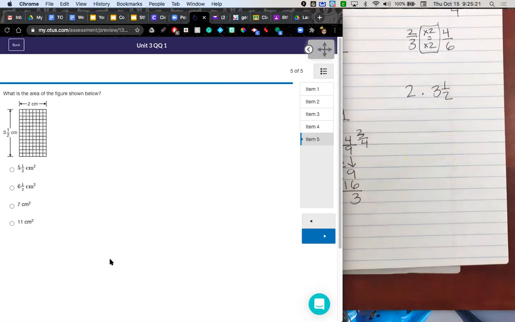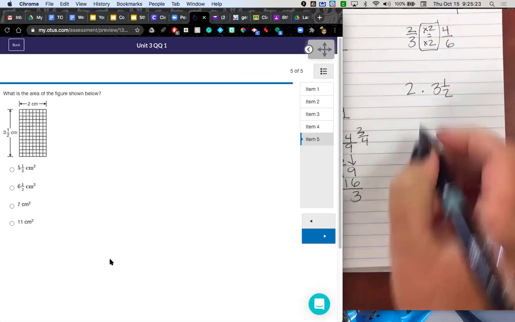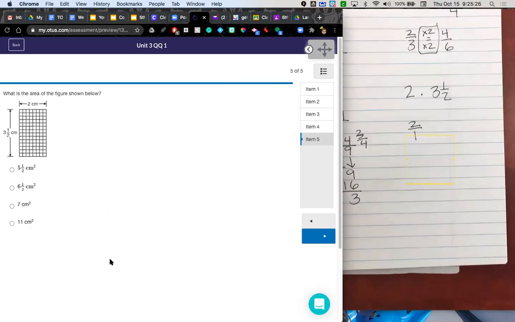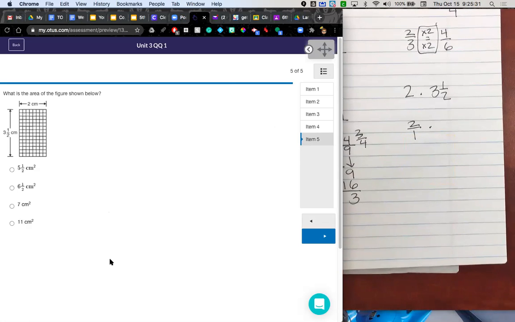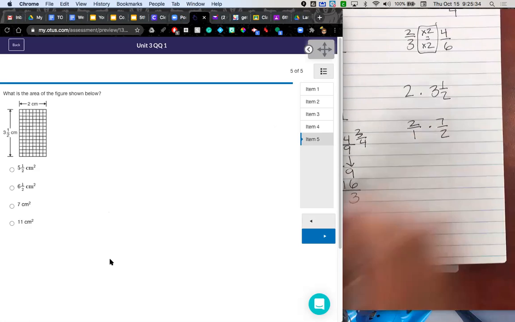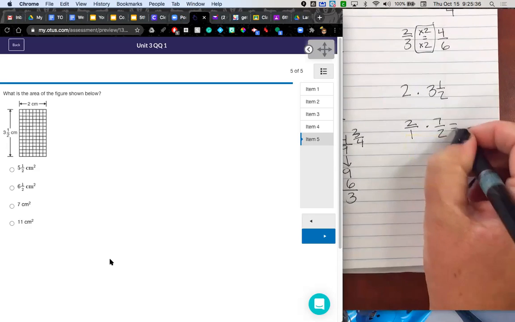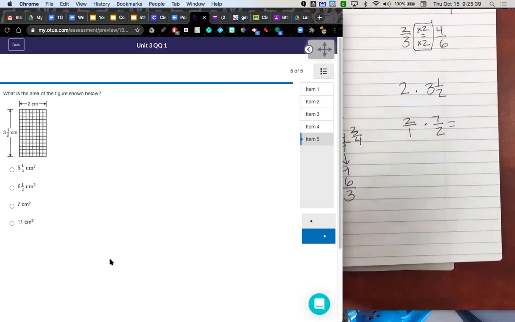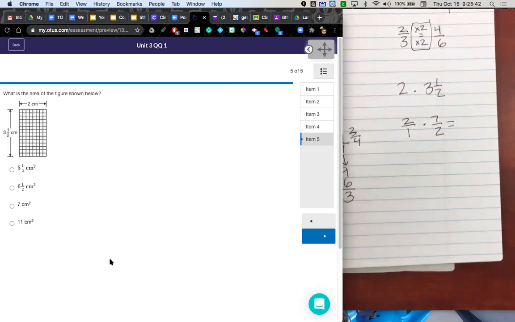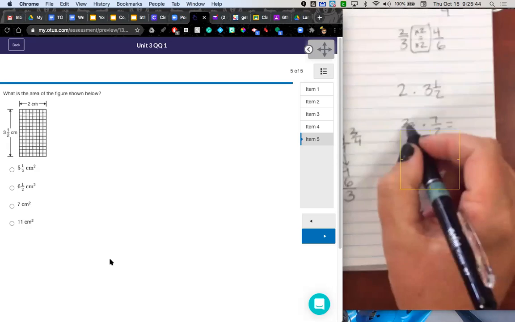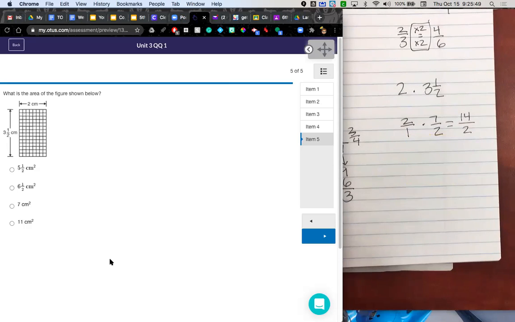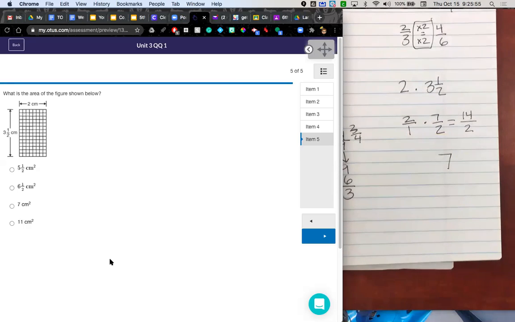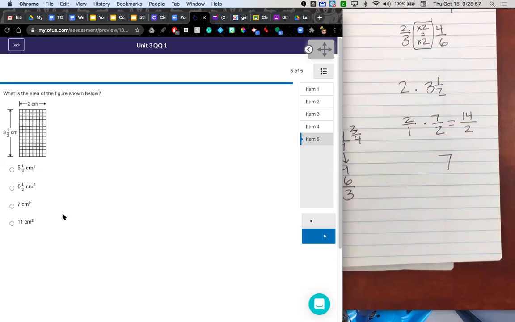Well, what do I need to do to my 2 so I can multiply it? Make it 2 over 1. How about my 3.5? What's that going to change to? 7 over 2. Yeah? Some of you might have cross-canceled this one first because I've got a 2 and a 2, so I could cancel those out. If not, that's okay. 2 times 7 is 14. 1 times 2 is 2. How many times can 2 go into 14? 7 times. There's my answer of 7 right there.